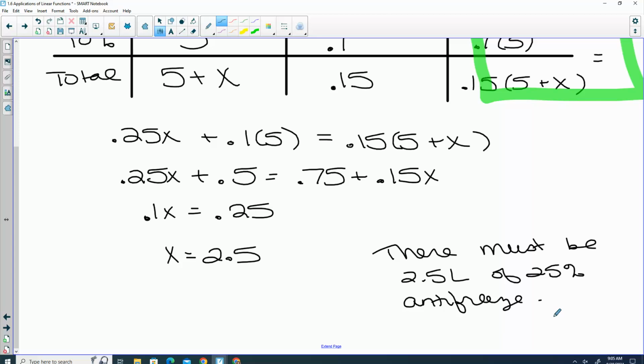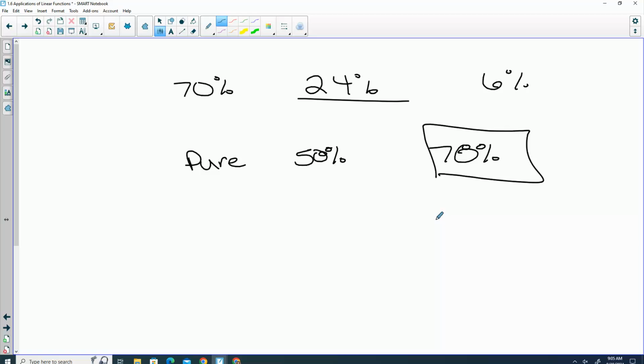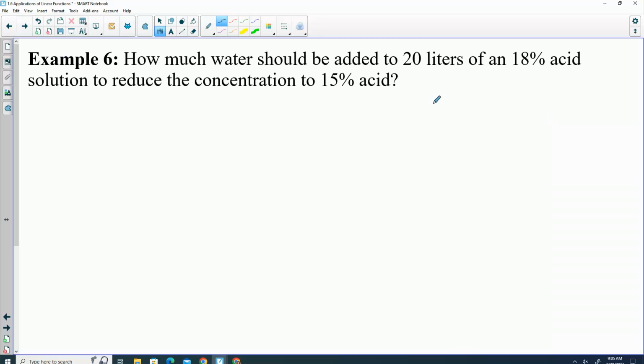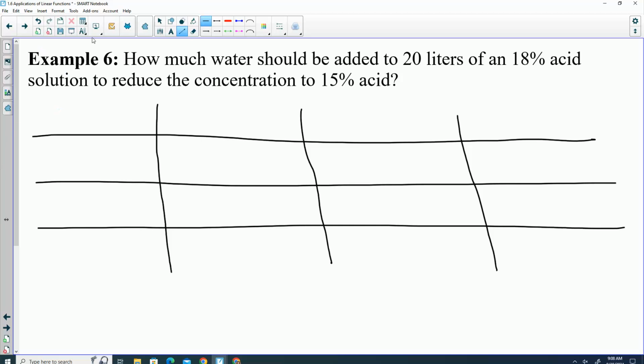I want you guys to read the next problem and see how far you can get in setting up your table. So I don't want you to try to write the equation and solve it yet. That way if we make a mistake in the table, we'll fix that first. But see if you can make a table for this every time when we're doing these.